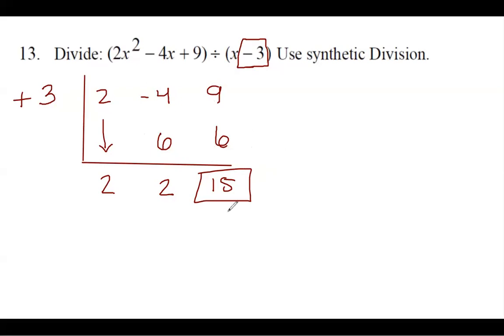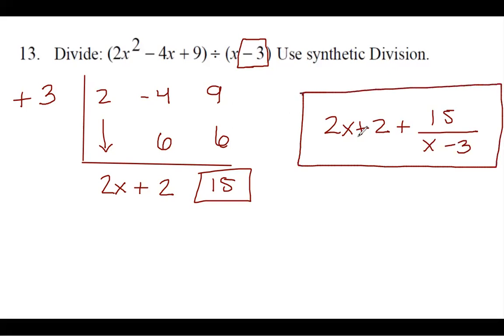Remember that if the remainder is not 0, it's not a factor. So therefore, let's write this as a term. This is our highest degree, power of 2, which means that this one has to be a power of 1. This is our constant, and this is our remainder. So we have 2x plus 2 plus 15 divided by x minus 3. So again, this is our divisor, what we're dividing by. This is our remainder, so therefore we write whatever we're dividing by underneath the remainder if it's not 0.